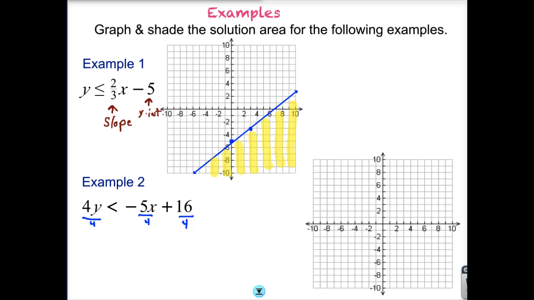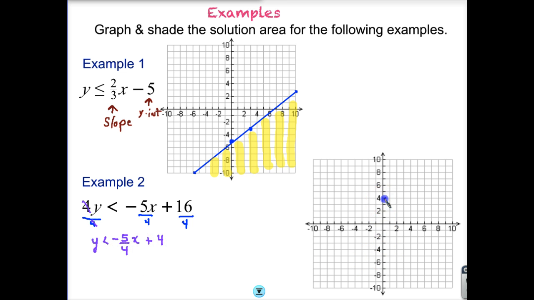And then let's write what we have. So for my final equation, 4 divided by 4 is 1, which leaves 1y is less than, I can't divide -5 by 4 and have it come out evenly, so I'll just leave it as -5 over 4x plus 16 divided by 4 is 4. Now I'm ready to graph this.